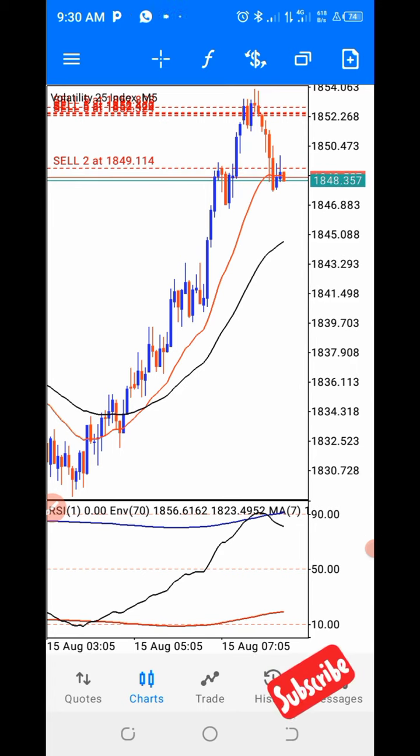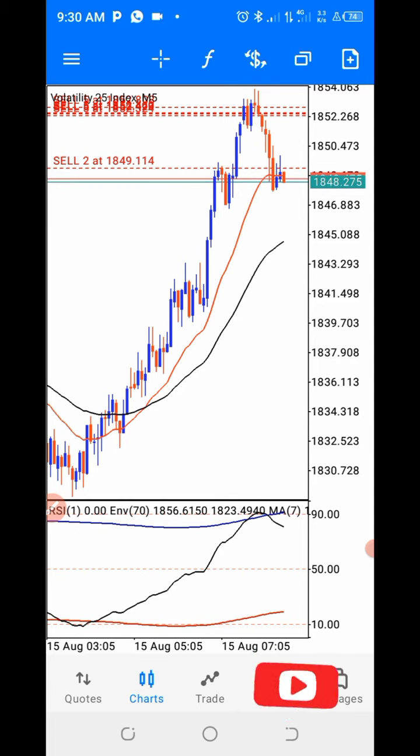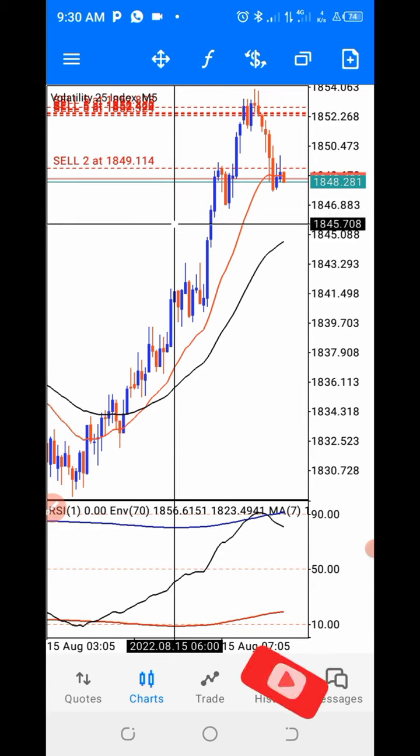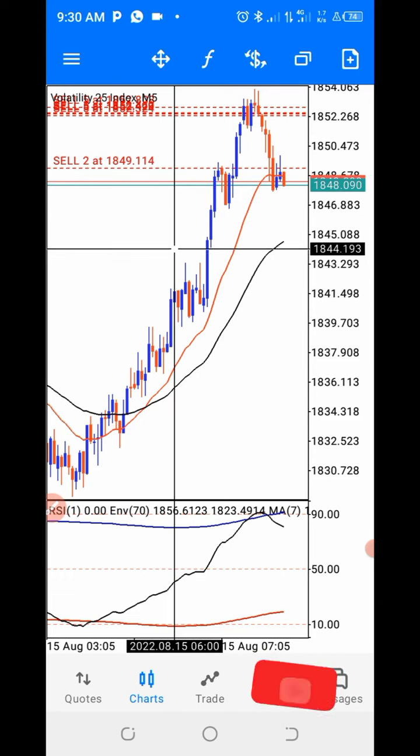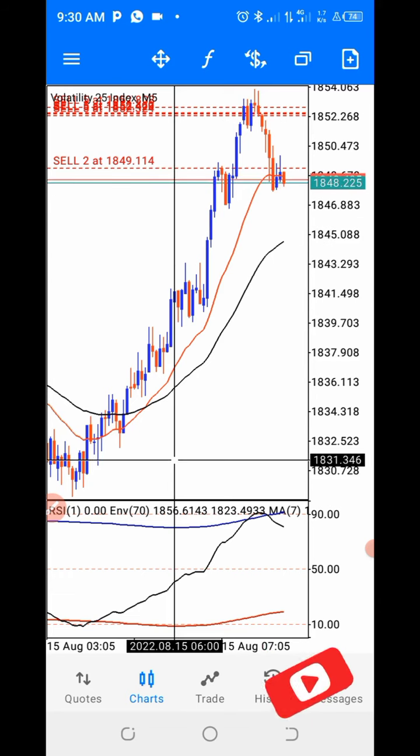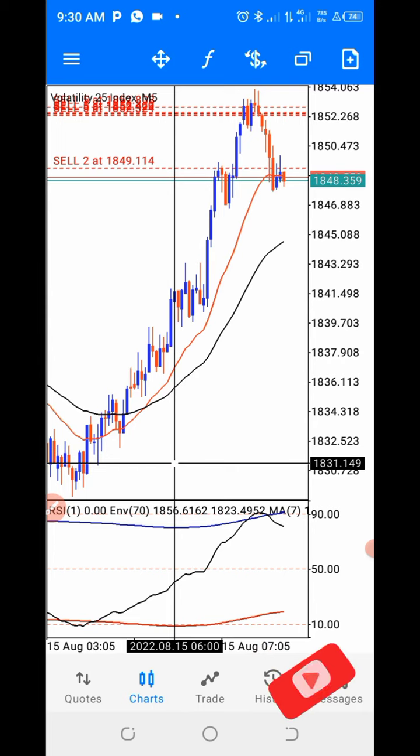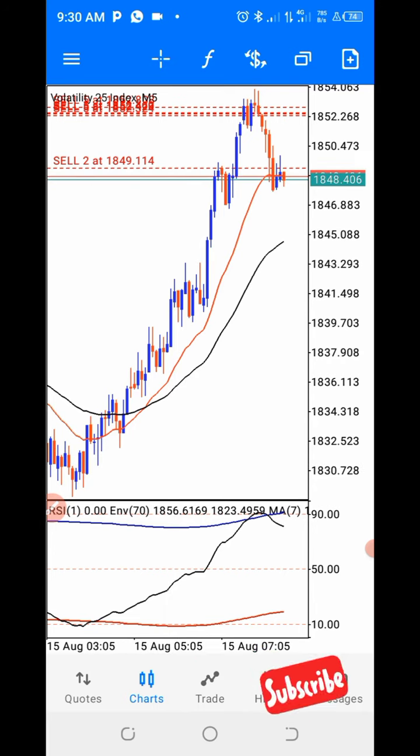You can see it's actually moving down to my take profits. Don't forget, I said my first take profit is around this area, 1845, right? And my second TP is going to be around this area here, right? So guys, make sure you backtest very well.